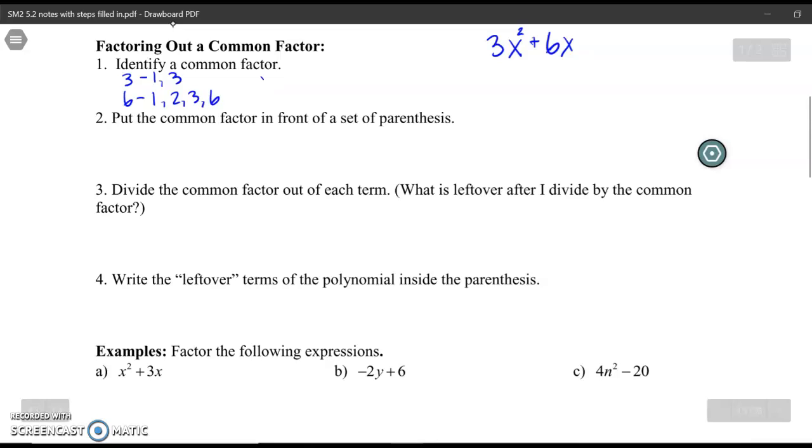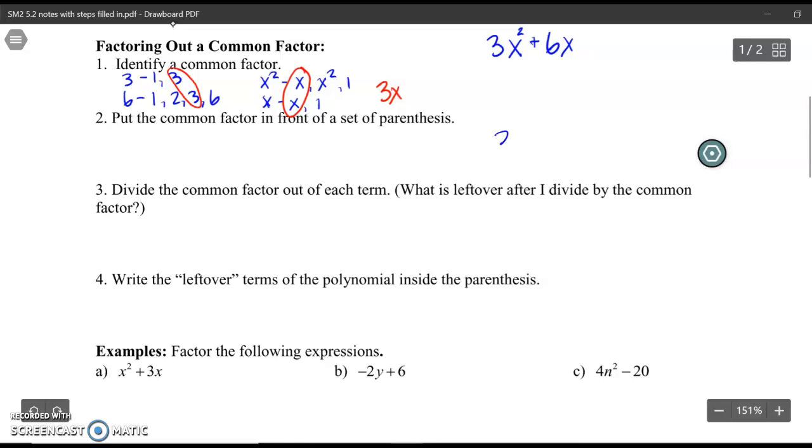And then I'm going to look at the factors of the variables. So I have x squared and I have x. So the factors of x squared are just x and x squared, and of course 1 right at the end. And then the factors of x are x and 1. So then I see the greatest common factor between the 3 and the 6 is 3. Greatest common factor between the x and the x squared is an x, which means that my greatest common factor is 3x.